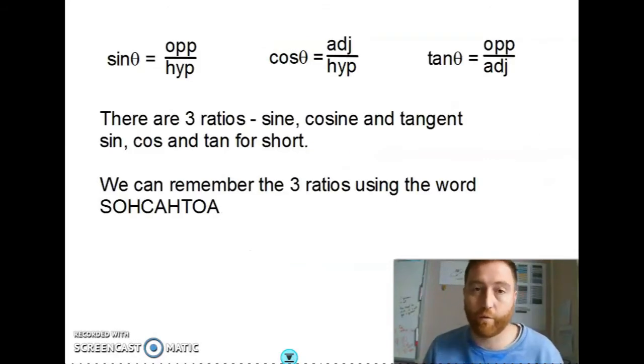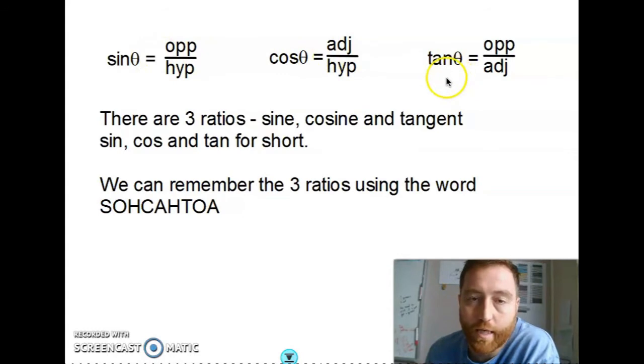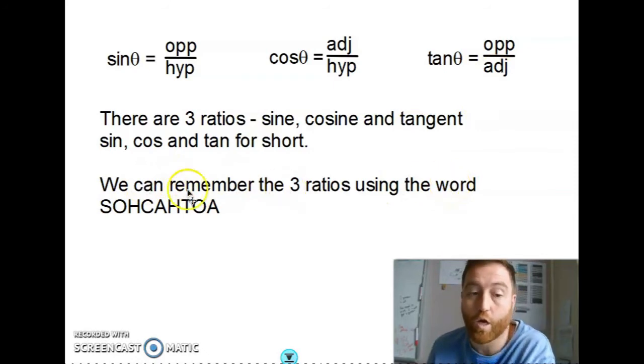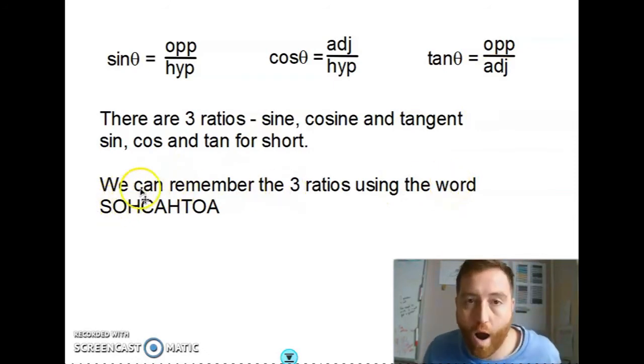Okay, there are 3 of these that we need to know: sin, cos, and tan. Sin is the relationship between the opposite and the hypotenuse. Cos is the relationship between the adjacent and the hypotenuse. And tan is the relationship between the opposite and the adjacent. Sin, cos, tan. And we can remember these 3 ratios using the word SOHCAHTOA.